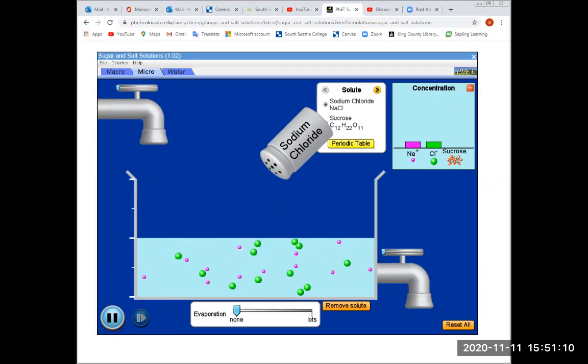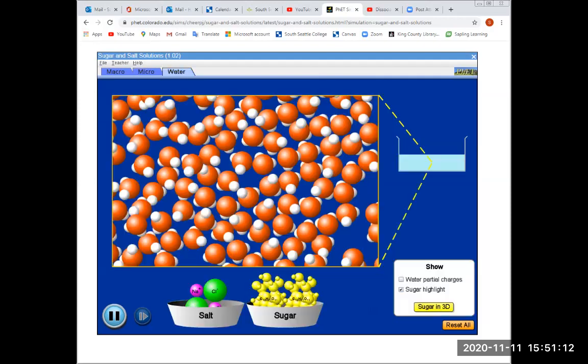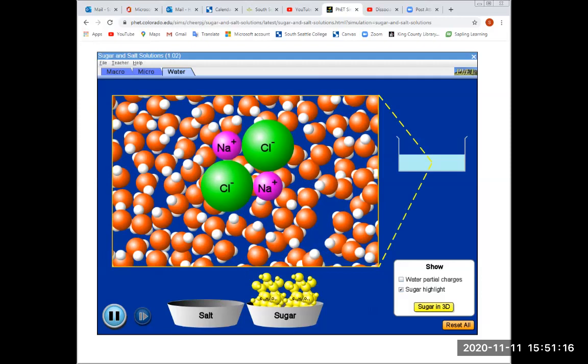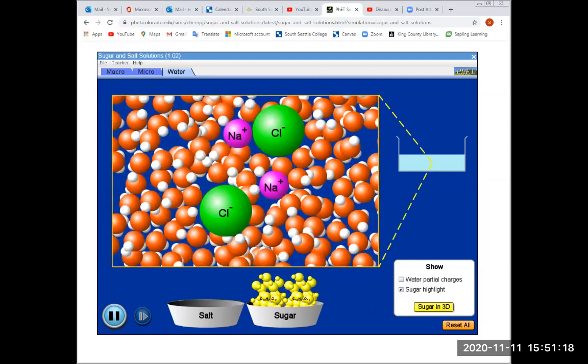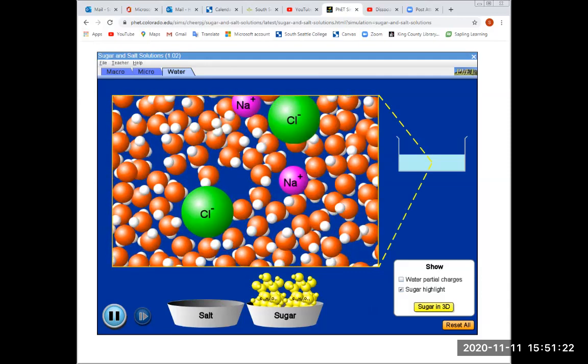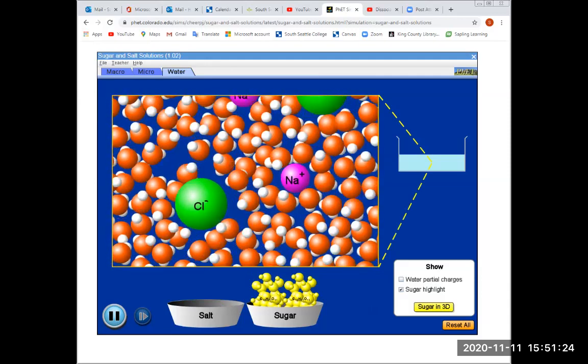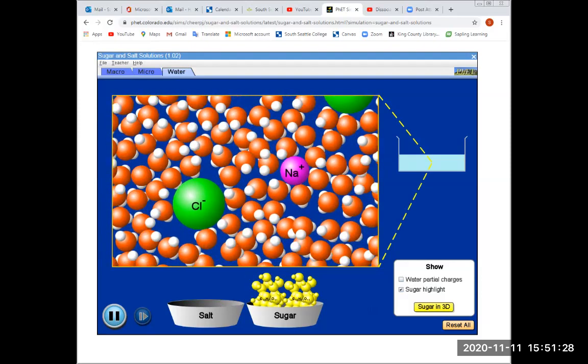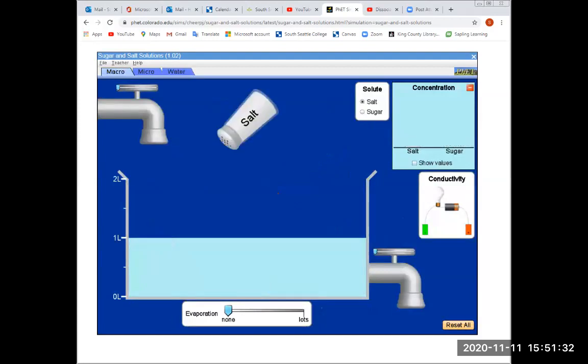And so now if we look at the water level and put some salt in there, you will see how the ions are taken apart from each other, and then they are surrounded by molecules of water. So now let's look again at this, but with the sugar.